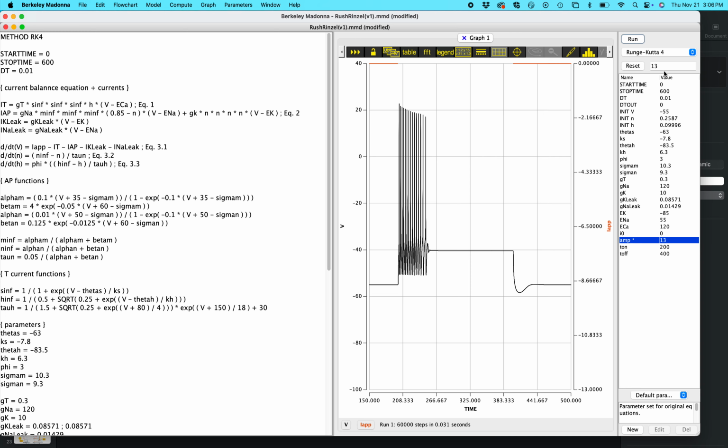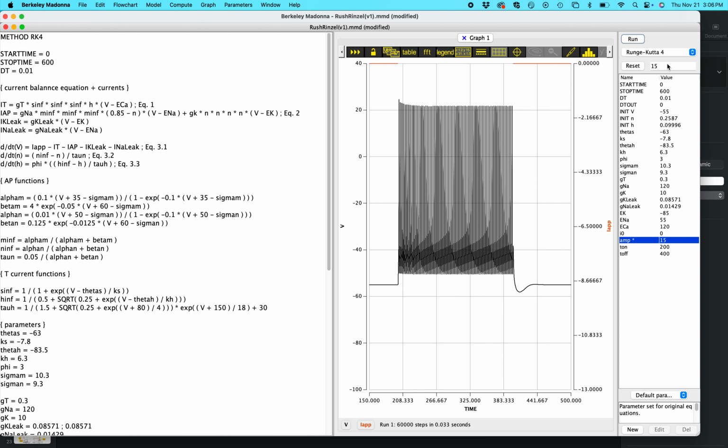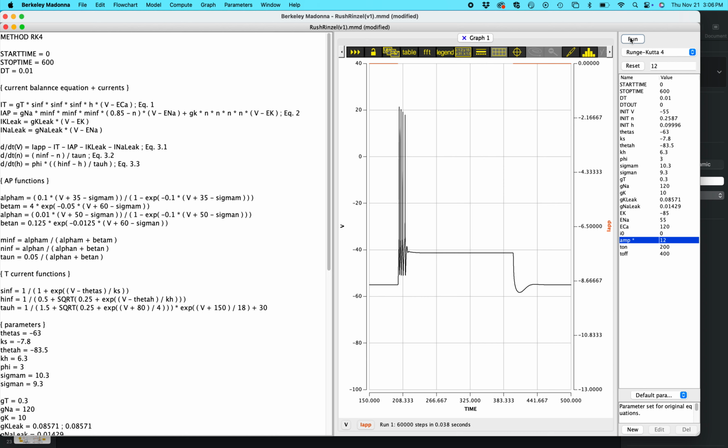Because when you were up at 16, it looked like it would go the entire time and there was no depolarization block. Yeah, that's a good point. I don't know. Something weird going on. Let me think for a moment.